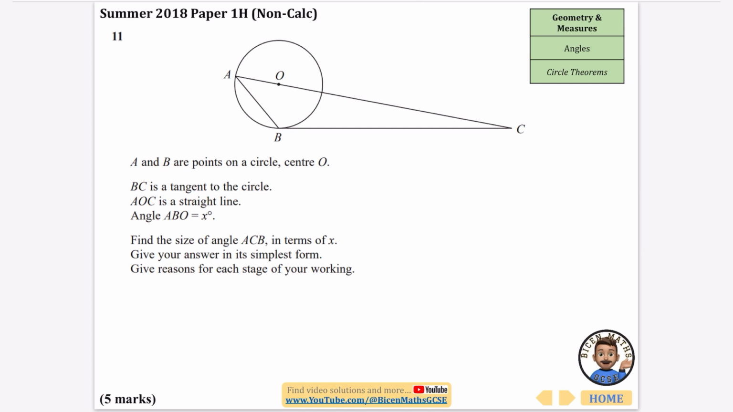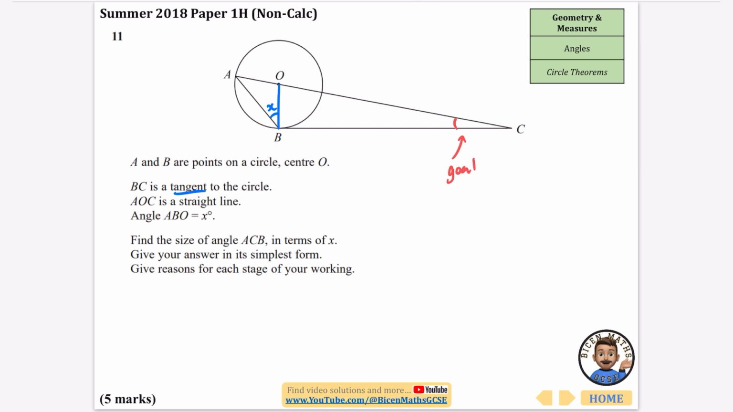So we have here A and B are points on a circle centre O. BC is a tangent to the circle. So as soon as I see tangent, I know I'm going to want to try and do that tangent and radius rule. AOC is a straight line, and angle ABO equals x. So ABO, I'm going to draw this line in here. I don't know why they didn't give it to us. That angle is x. Find the size of angle ACB in terms of x, give your answer in its simplest form, and give reasons. So the one that we're eventually aiming for is ACB, which is this one. This is the goal that we've got over here.